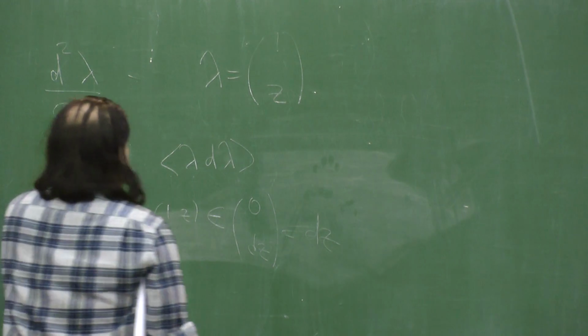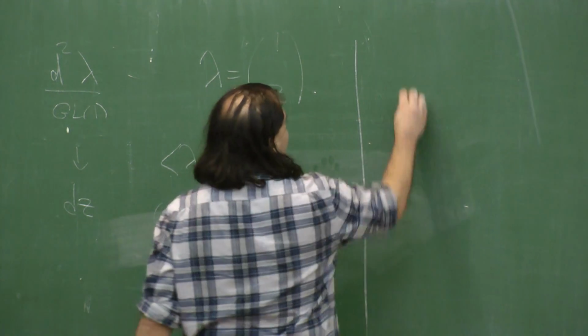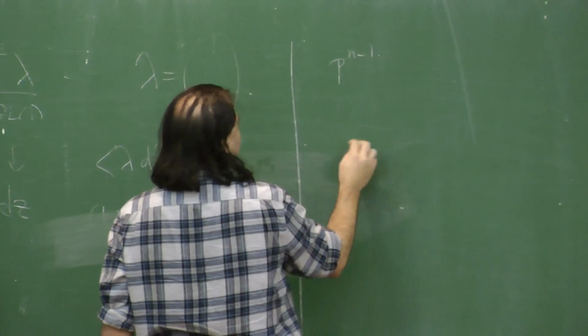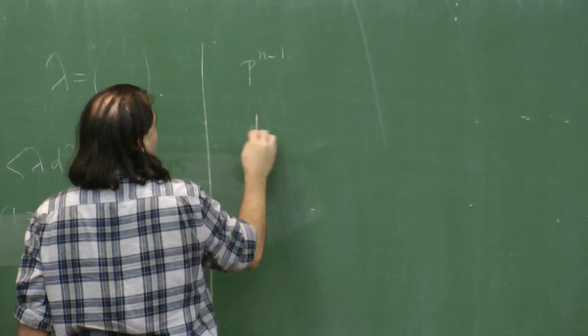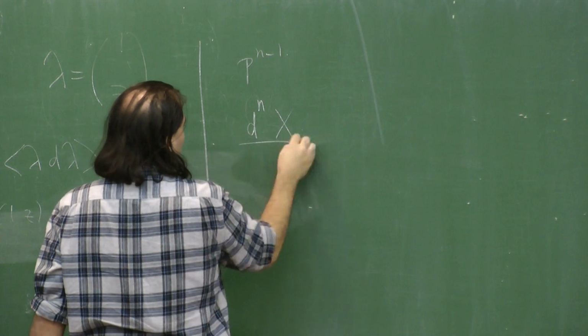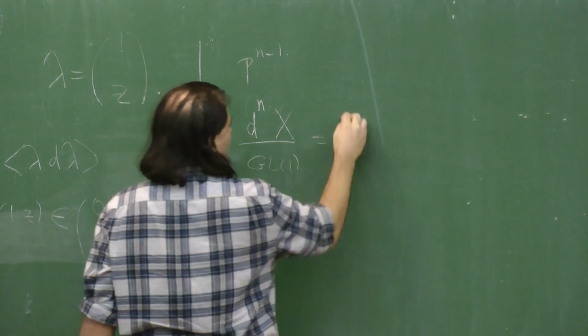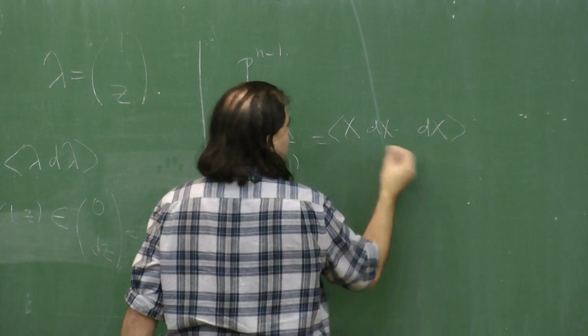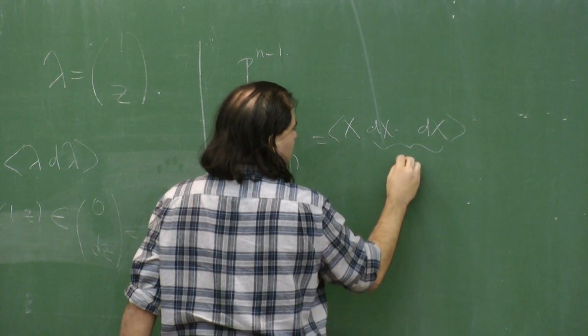And in general, on a CP^(n-1), what you might call d^n x modulo GL1 is nothing other than x dx dx contracted with each other n minus 1 times.